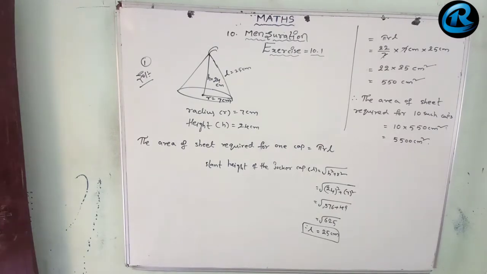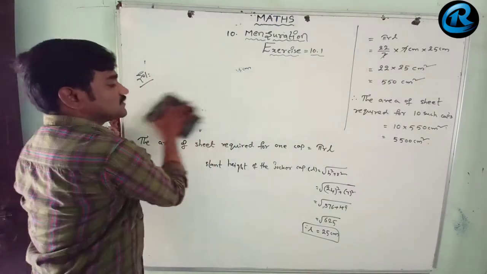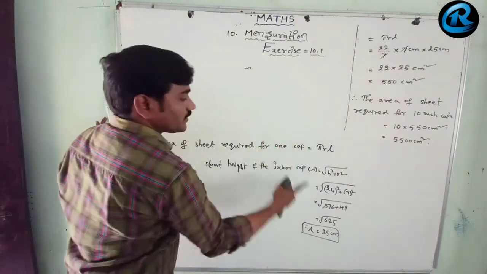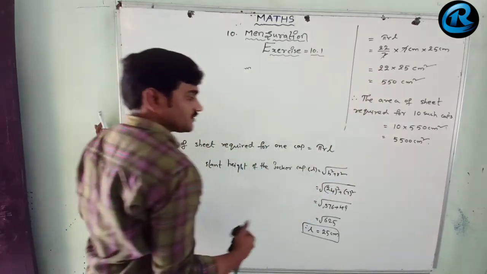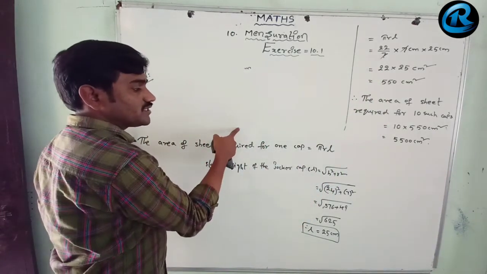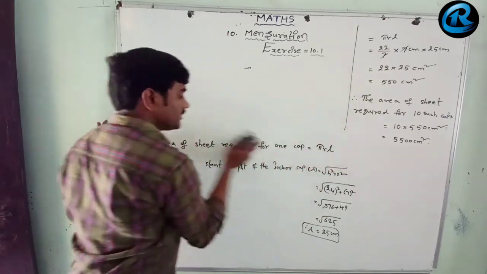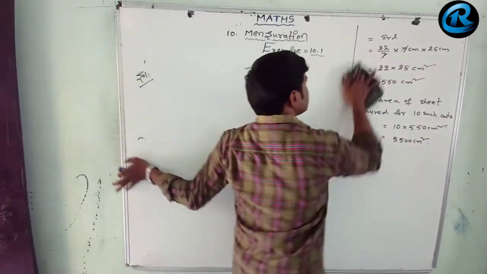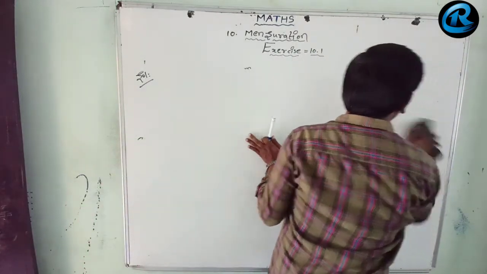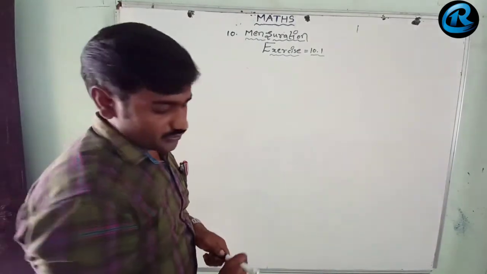Now, shall we go for the next one? See, this is a very simple way. If you do this beforehand, you can directly substitute the values: write the r value, h value here, and then continue the solution. It will be more effective. Now we go for question number 2.